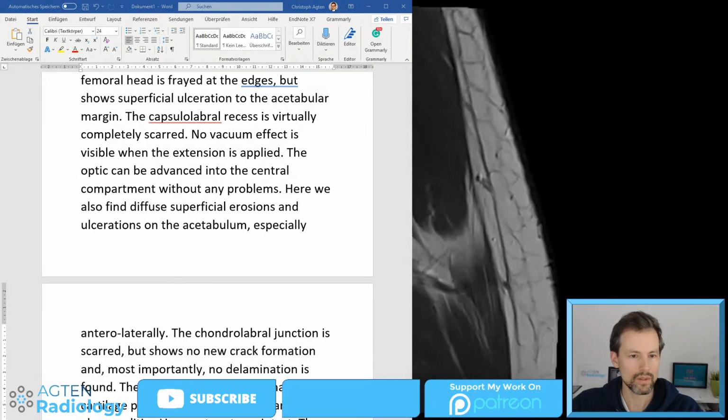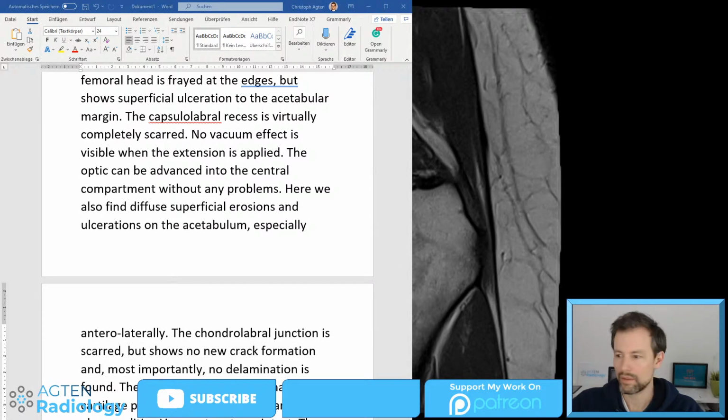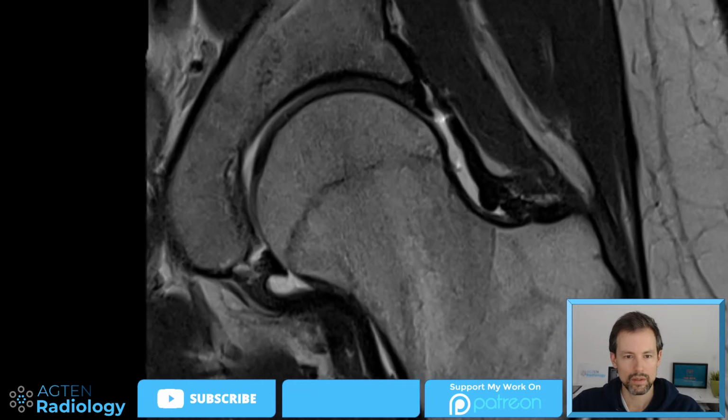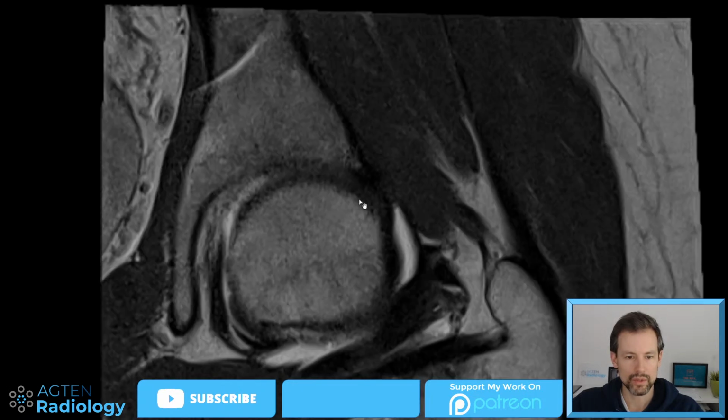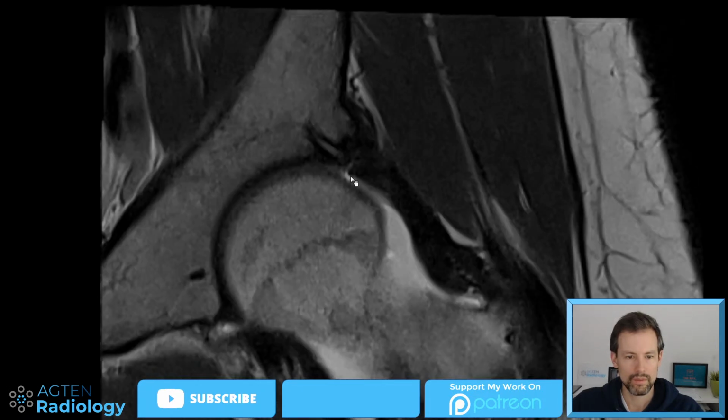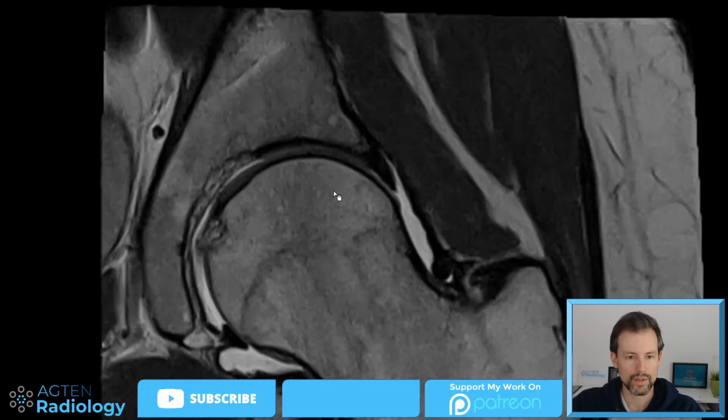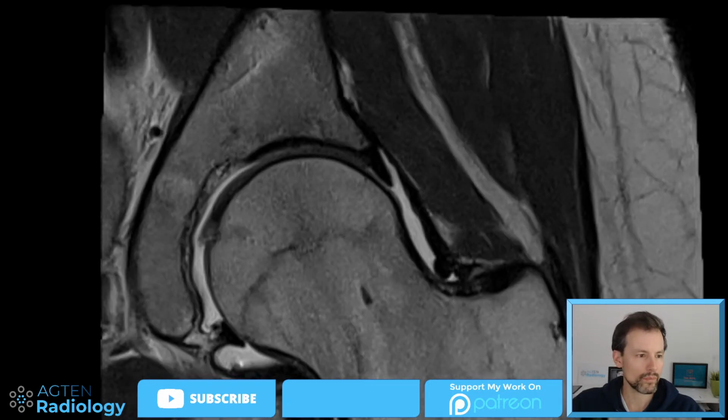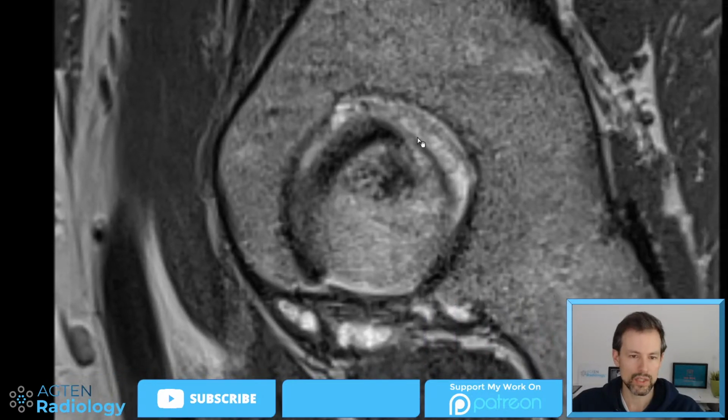Okay, so there are some changes on the anterolateral portion of the acetabulum. This is really hard to see, to be honest. Let's see what kind of sequences we have. Sometimes best seen on the sagittals.